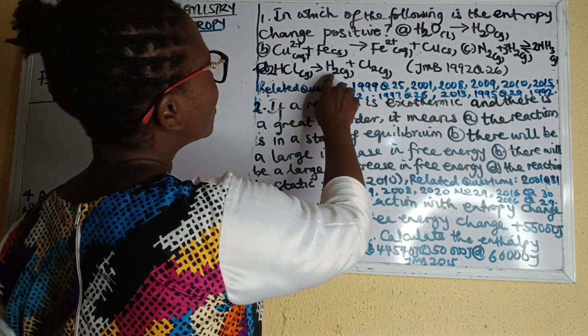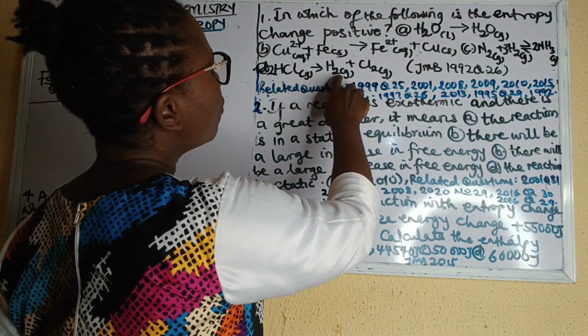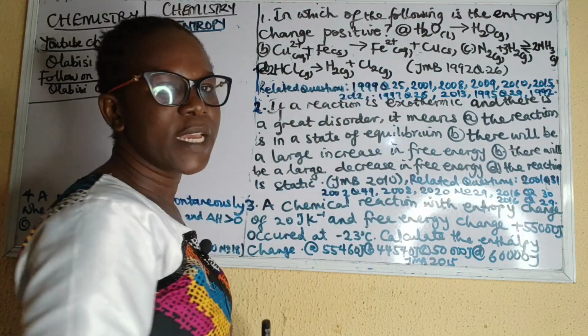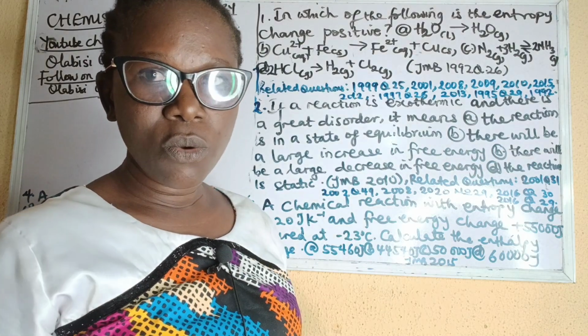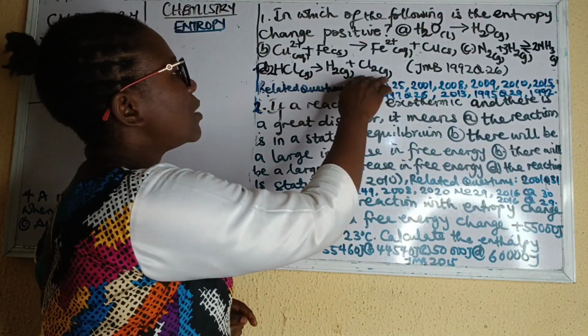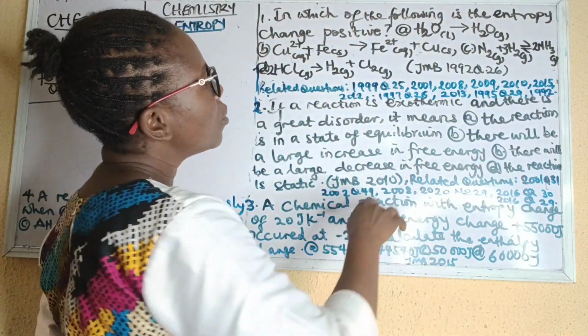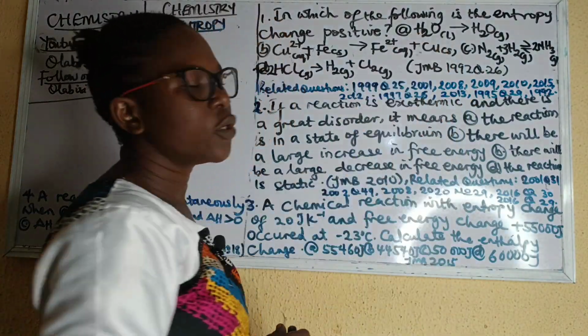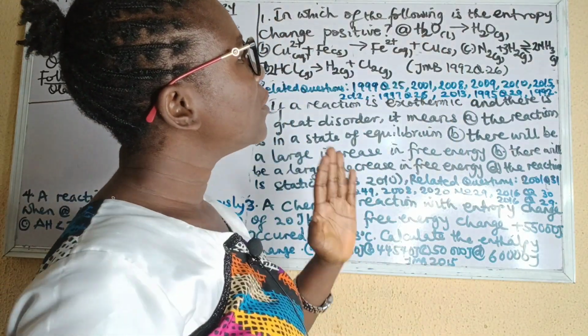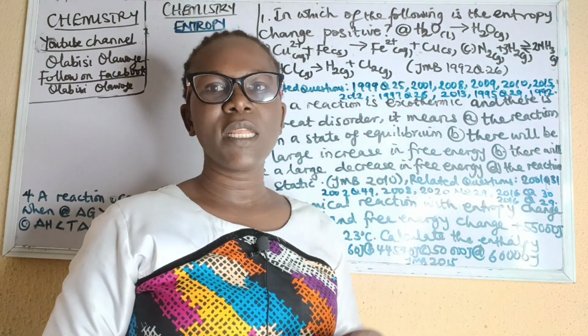Hydrogen chloride gas dissociates to form hydrogen gas and chlorine gas. The entropy change here is also constant, that is, everything is in gaseous state. So the best option is option A, that is, water changes from liquid to gaseous state, like steam.